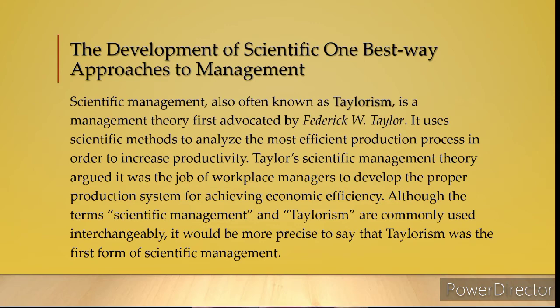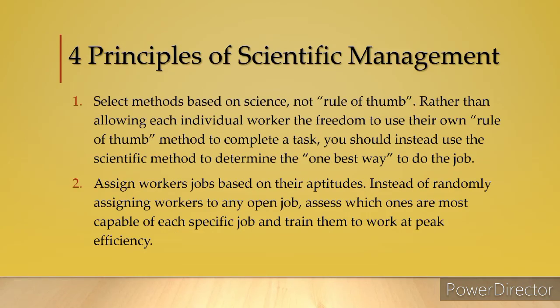Taylor's scientific management theory argued it was the job of workplace managers to develop the proper production system for achieving economic efficiency. Although the terms scientific management and Taylorism are commonly used interchangeably, it would be more precise to say that Taylorism was the first form of scientific management. There are 4 principles of scientific management. Frederick Taylor devised the following 4 scientific management principles that are still relevant to this day.